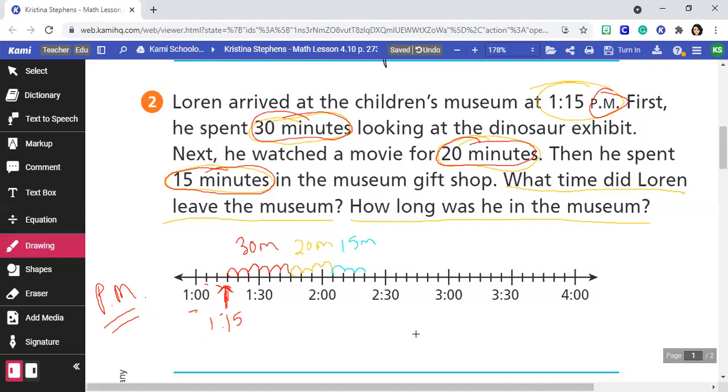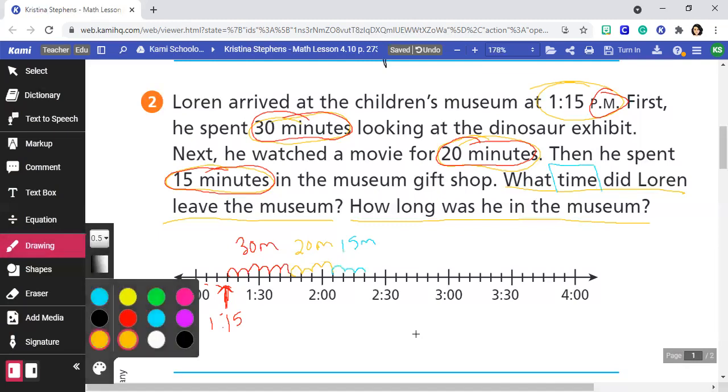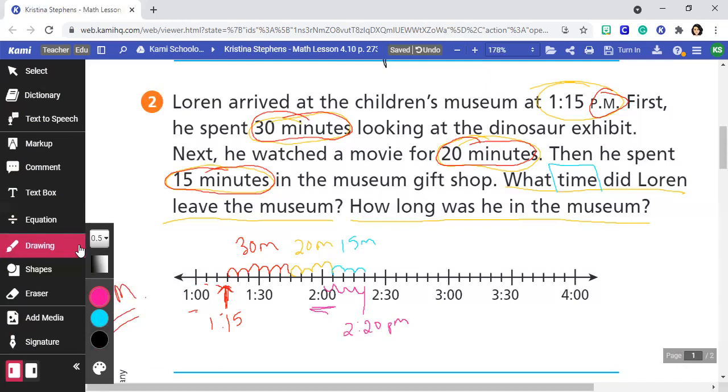So the first question that they're asking us is, what time did Lauren leave the museum? Well, let's take a look at how we can do that. Now I'm going to go back and I'm going to use 2 o'clock as a reference time. And underneath, I'm just going to skip count by 5s till I match up with where my blue line stops up on top. So 2, 5, 10, 15, 20. So the time that I've come up with is 2:20 p.m. Is that what you came up with? If not, you might want to go back and look closely at your number line.